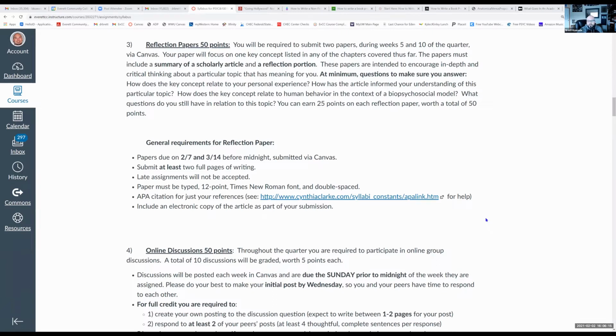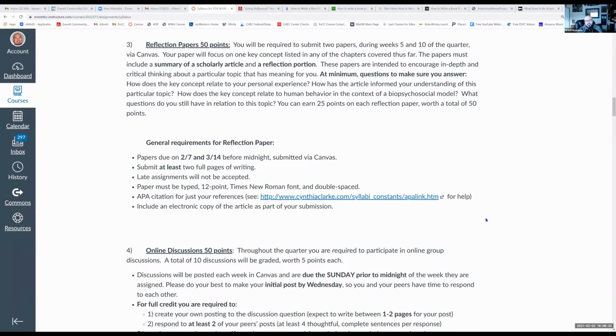And when you do a summary, you're really looking at the whole article. So you want to look at the article and you want to take notes about, what are they describing as the issue that's being talked about here? What's the methodology look like? And then what are the results from this?